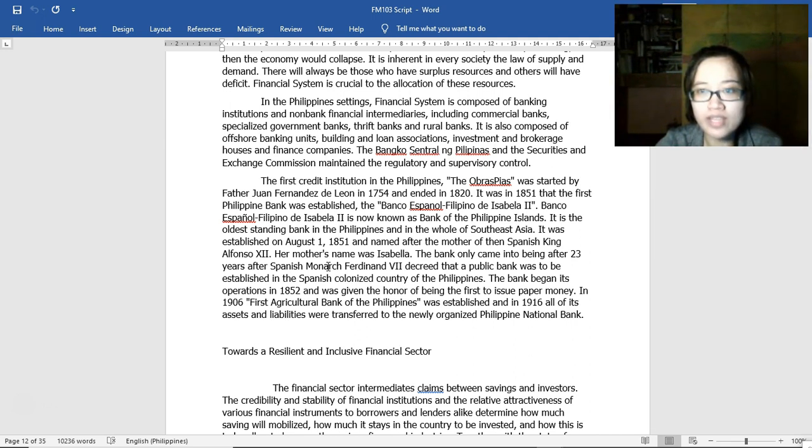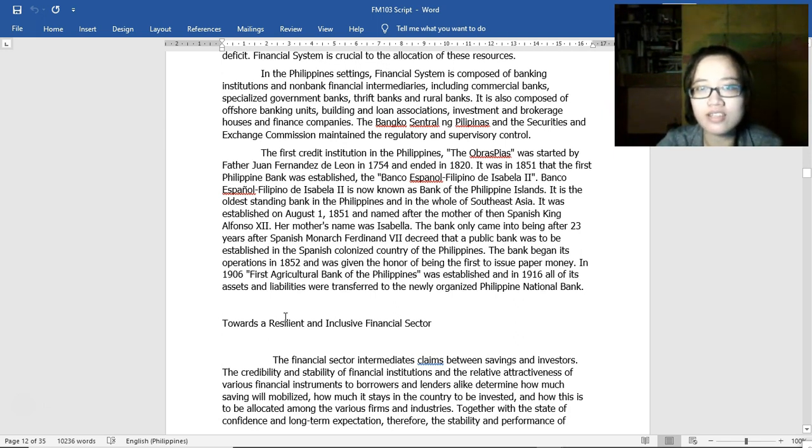The bank only came into being 23 years after Spanish monarch Ferdinand VII decreed that a public bank was to be established in the Spanish colonized country of the Philippines. This is during the time that we were still under Spanish rule. The bank began its operations in 1852 and was given the honor of being the first to issue paper money. So before, we only had coins, and then in 1852, the creation of paper money. In 1906, the First Agricultural Bank of the Philippines was established, and in 1916, all of its assets and liabilities were transferred to the newly organized Philippine National Bank.